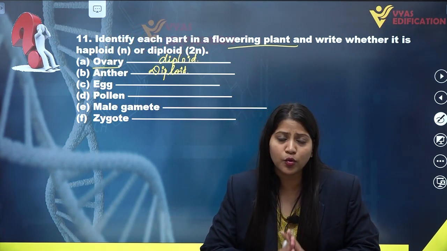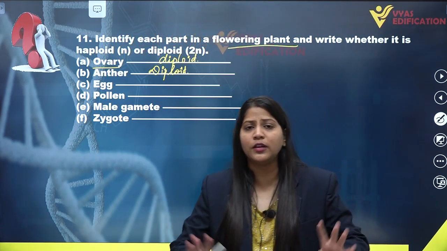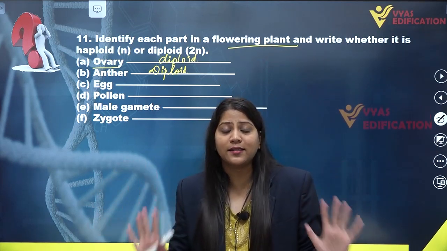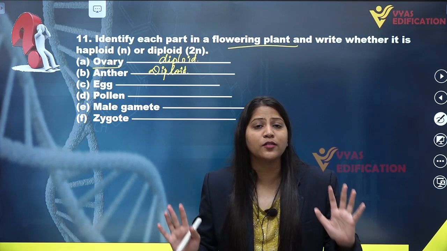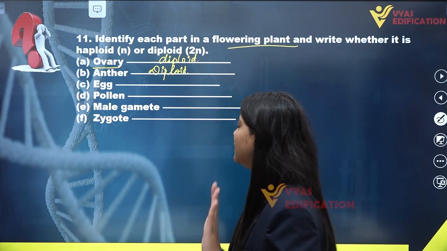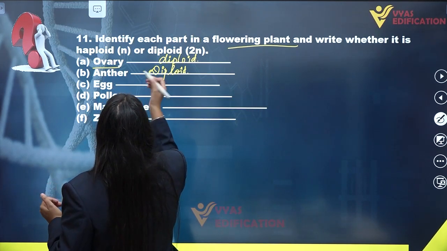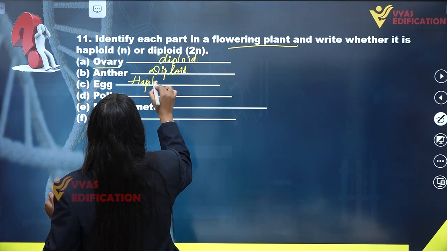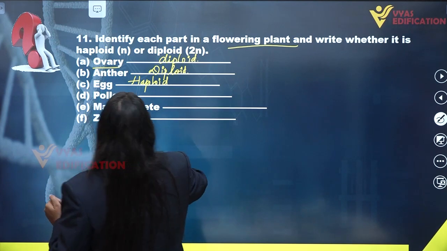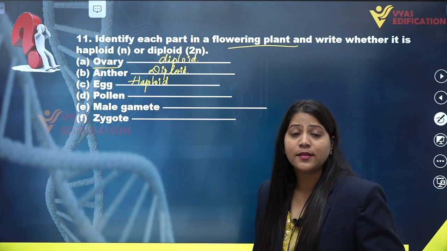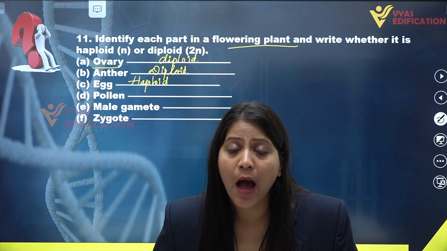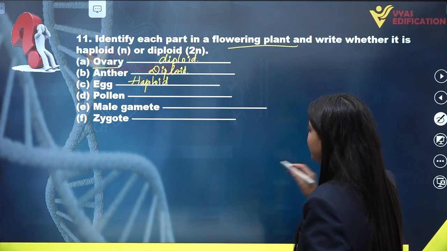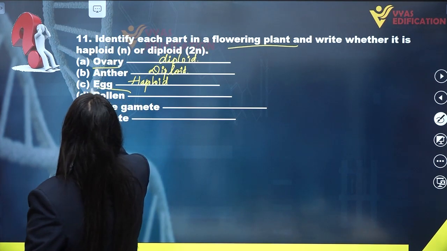Hence it is universally accepted, it is a universal truth, that gametes, without exception, are always haploid in nature. So egg is a female gamete, hence it is haploid. So if we talk about the pollens, pollens are also haploid in nature. Why are they haploid in nature? Let's understand this. Why are pollens haploid in nature?